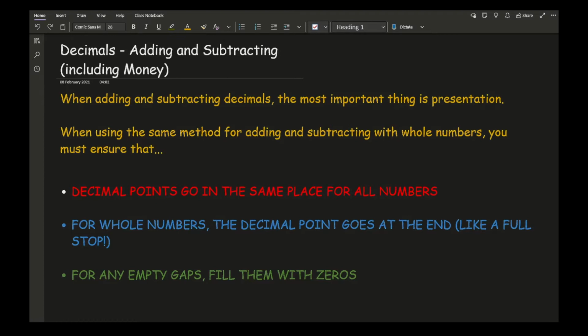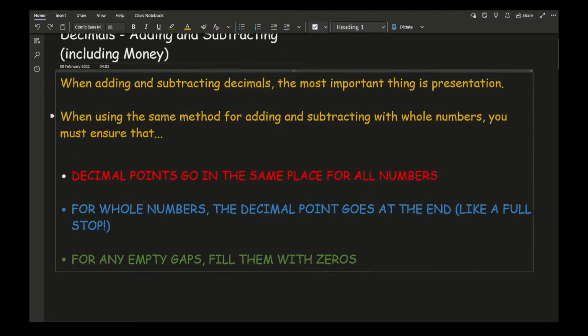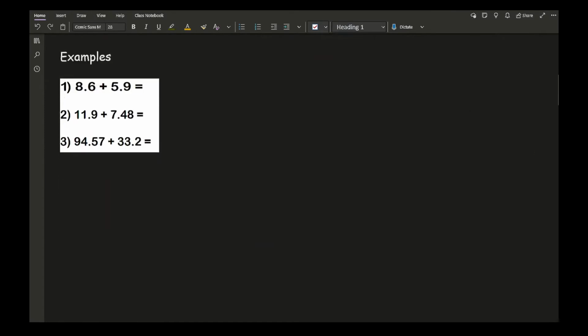So one is that the decimal points go in the same place for all the numbers. The second point is that for whole numbers, the decimal point goes at the end, just like you would with a full stop at the end of a sentence. And the third point is that if you have any gaps in any of the numbers, fill them with zeros. So let's have a look and go straight into some examples.